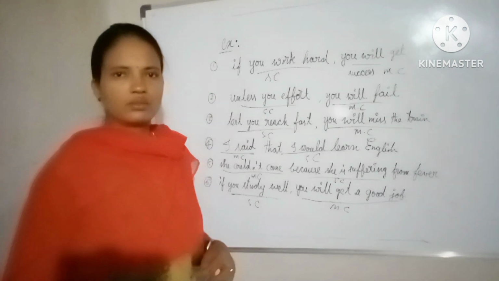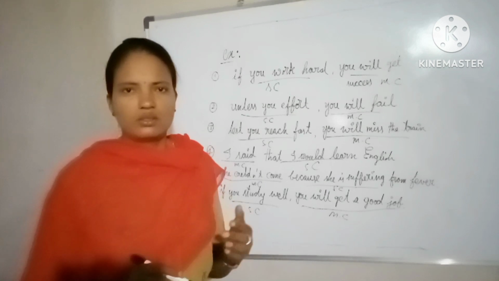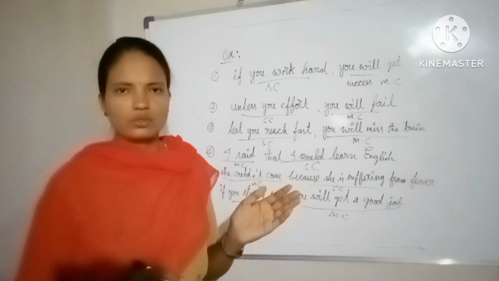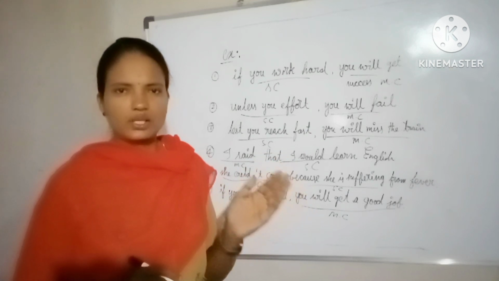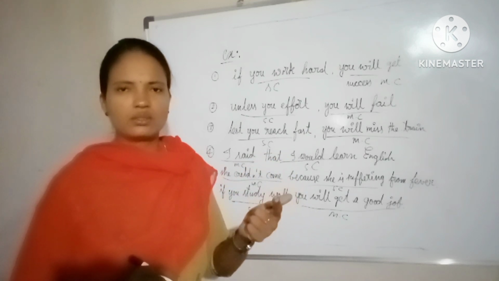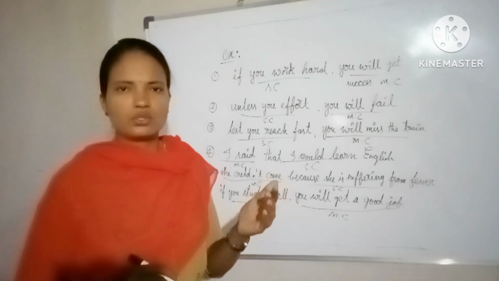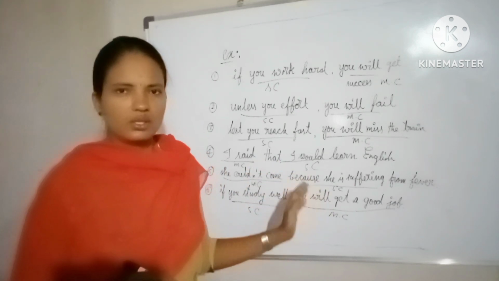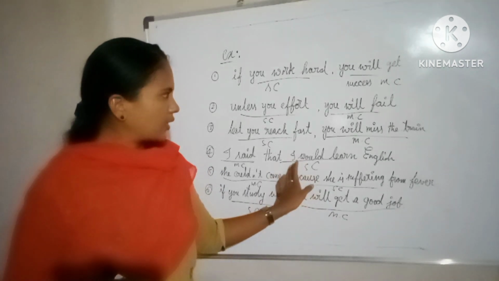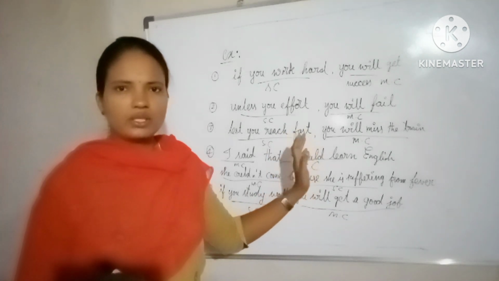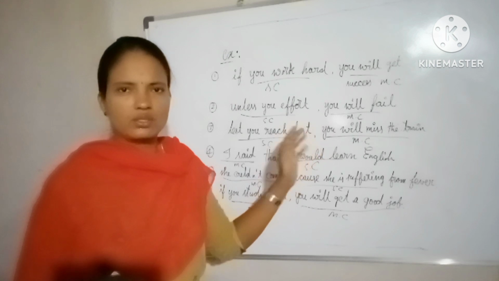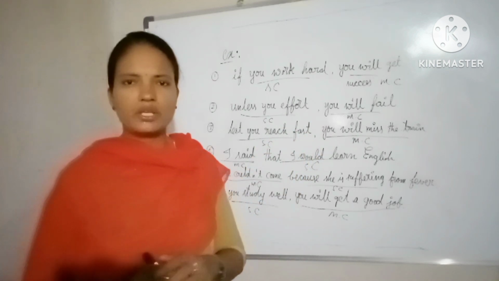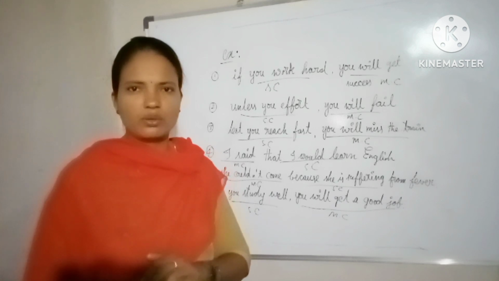So here we have learnt the definition of clause and its types. There are two types, main clause and subordinate clause. These two are also called independent clause and dependent clause. And in subordinate clause, there will be three clauses: noun clause, adjective clause and adverb clause. These three will be explained in the next video.